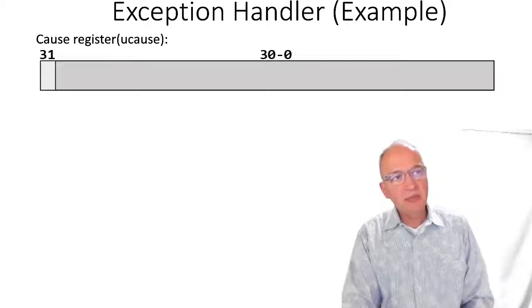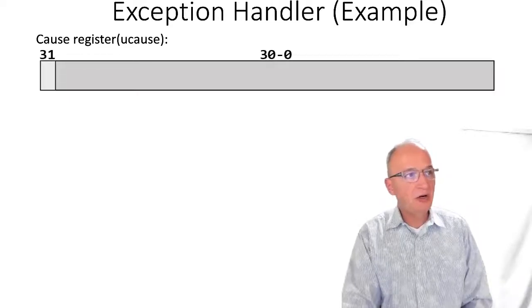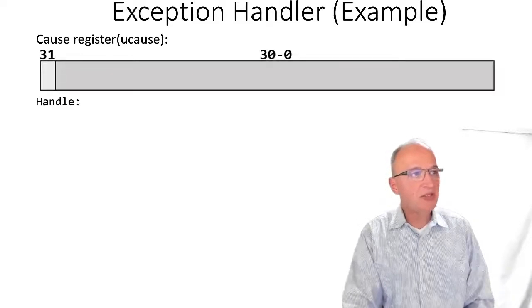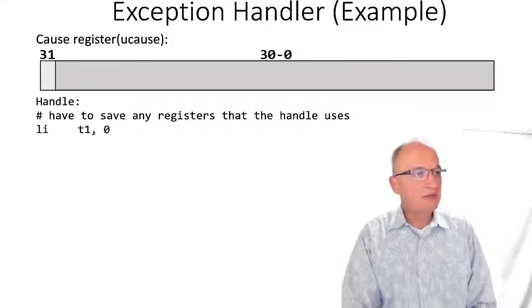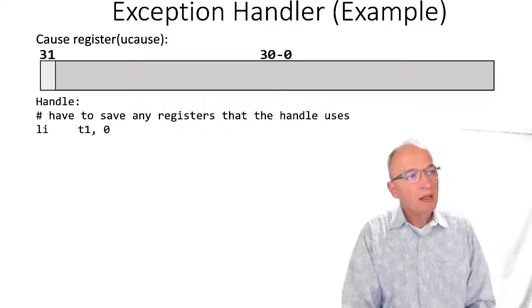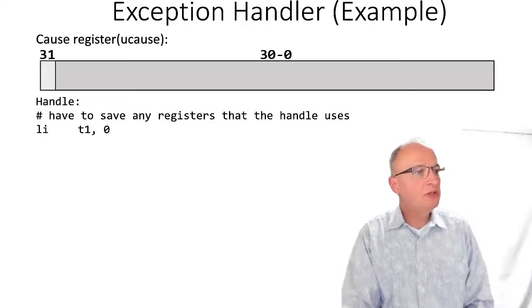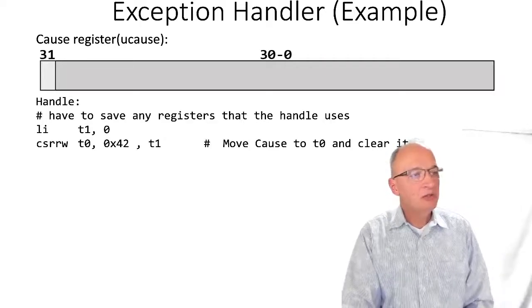So now I am in my exception handler. There is the cause register that contains the bits 0 to 31. And the handler will have to save any register that the handler uses. We already did that. Now we're going to put 0 into T1. So T1 is equal to 0.